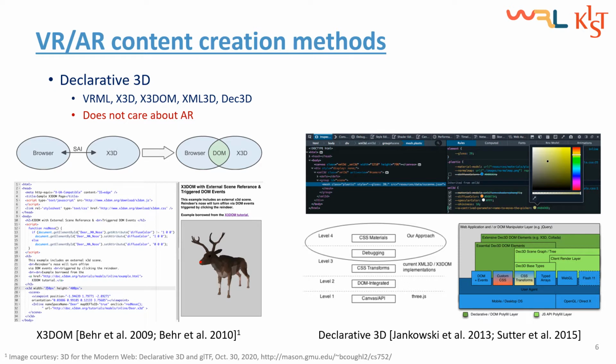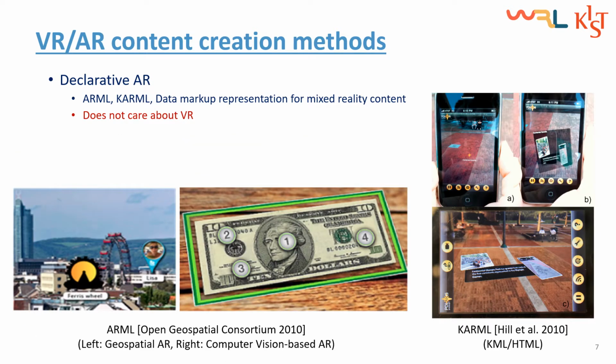In addition, X3D, XFreedom, XML3D are suggested to represent 3D content in a declarative way. However, since they are originally defined for expressing three-dimensional data, it is not adequate to adopt them for making AR content. On the other hand, ARML and KARML are suggested for representing AR content. Likewise, these are not adequate for making VR content.